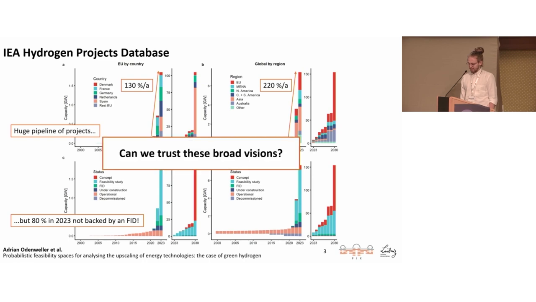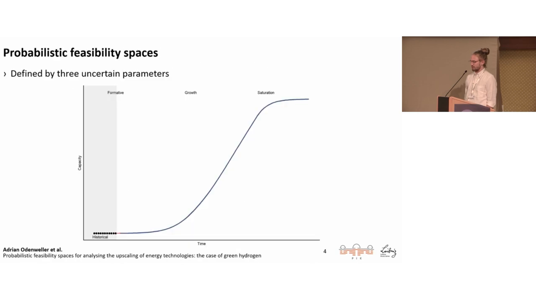So what we then basically asked ourselves, there's clearly a lot of hype and hope around the hydrogen sphere here. And we asked ourselves, can we trust these visions or how do we make sense of that? And for that, we constructed what we call the probabilistic feasibility space, based on Jessica and Ali's work.